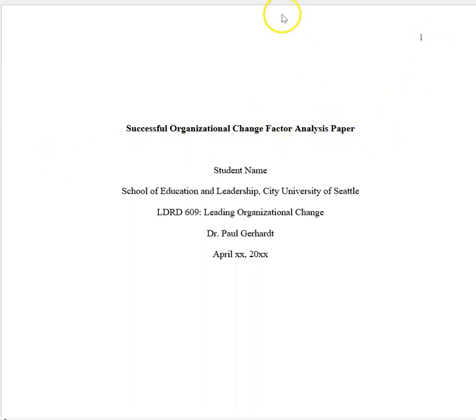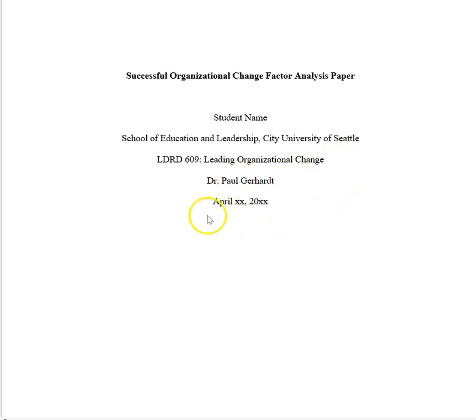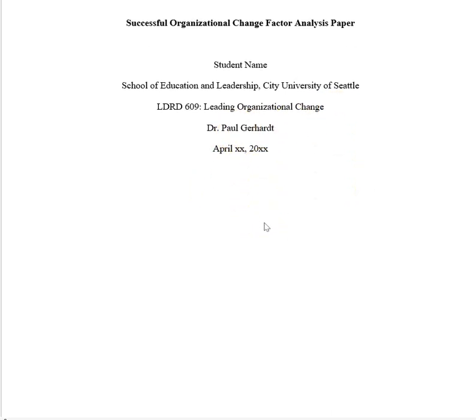The title of the paper is about 3/4 of the way down from the top of the paper, and it's bold with capital letters. So this is the title of the paper, Successful Organizational Change Factor Analysis. You don't have to write "paper," but that's the name of the paper. Your name should be in the place of student name, then the university and school, your professor's name, and then the date that you're submitting the paper on.